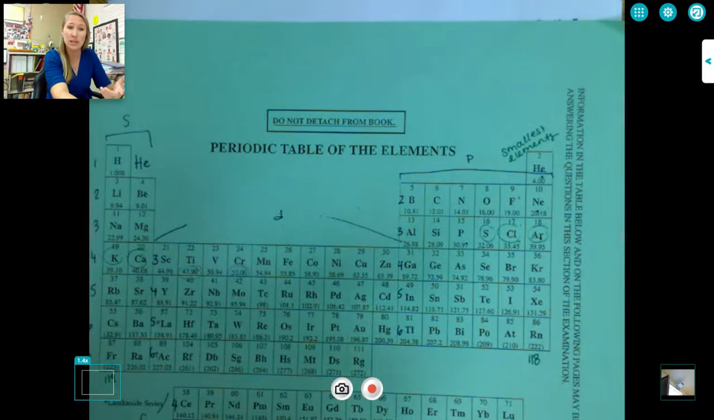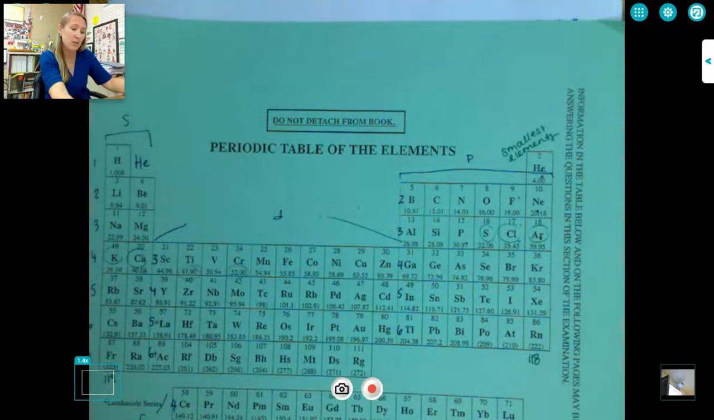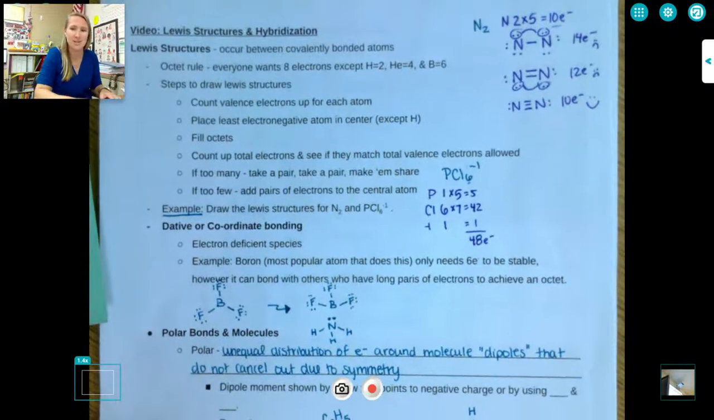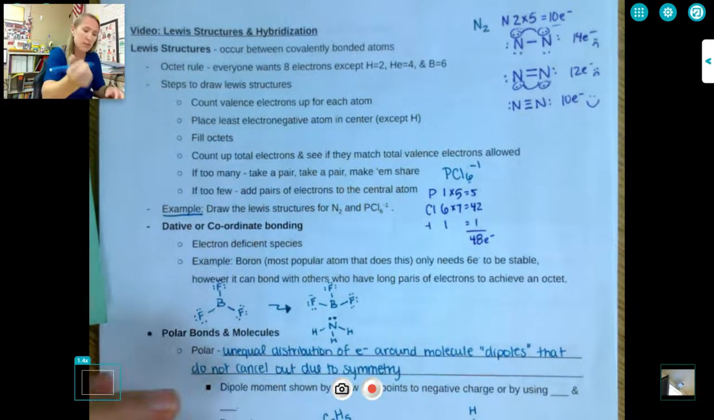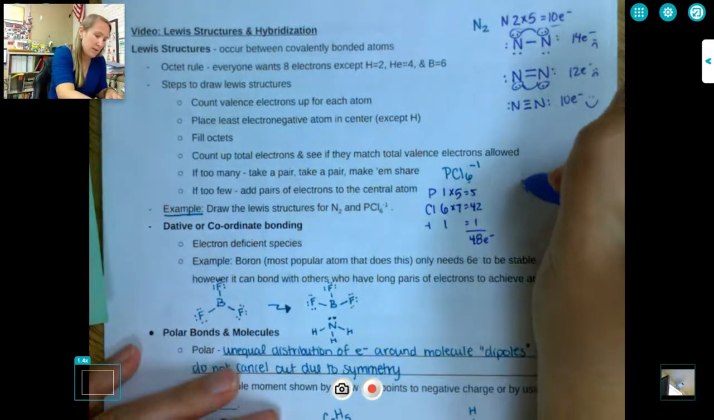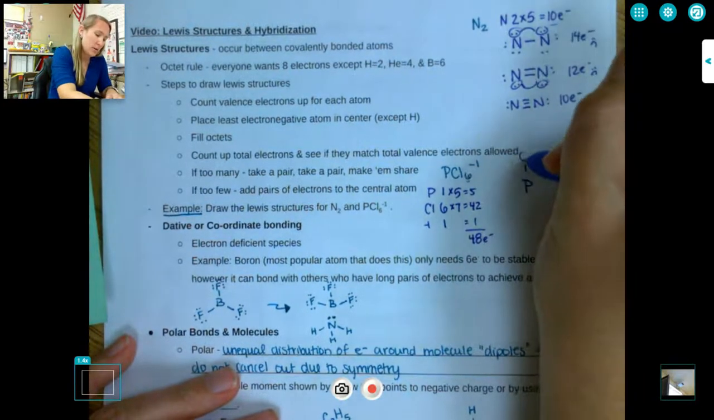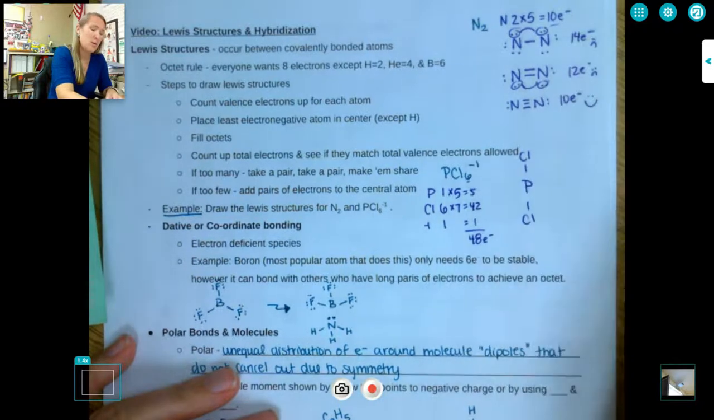Now, usually with the way that we write molecules and formulas, that first atom that's listed is going to be the central atom. So that's another way you can tell. So I'm going to put my phosphorus in the middle. We want to evenly space this out. So I'm going to put 1 chlorine going up, 1 going down.